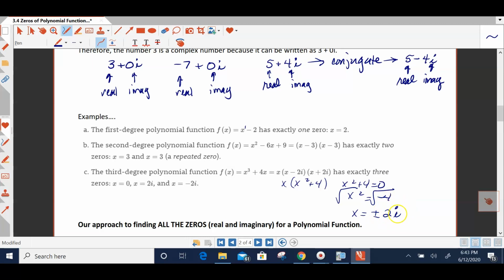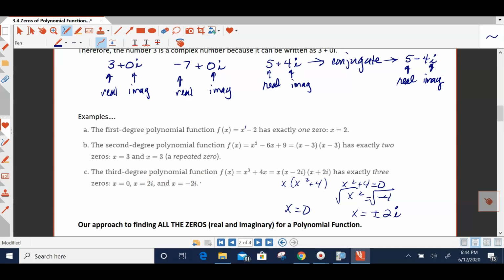imaginary solutions will always come as a conjugate pair, because they come from a quadratic. And when you square root both sides of this quadratic, you get a plus or minus, so plus or minus 2i. So notice it was a third degree polynomial, and it has a zero of 0 from the first factor, and a positive and a negative 2i, which are conjugates.